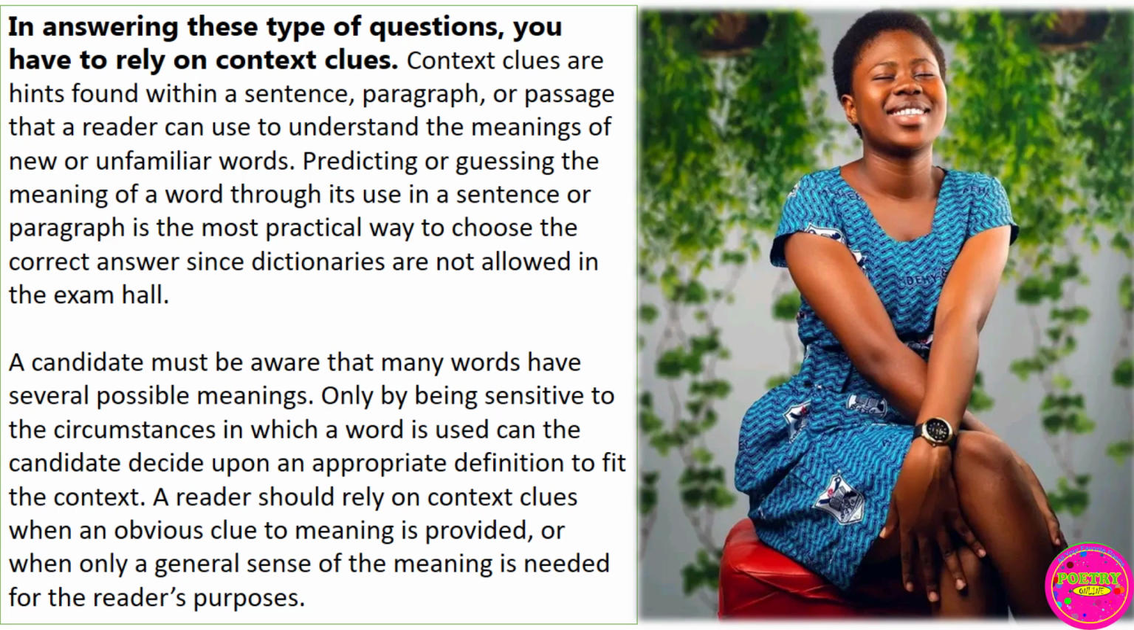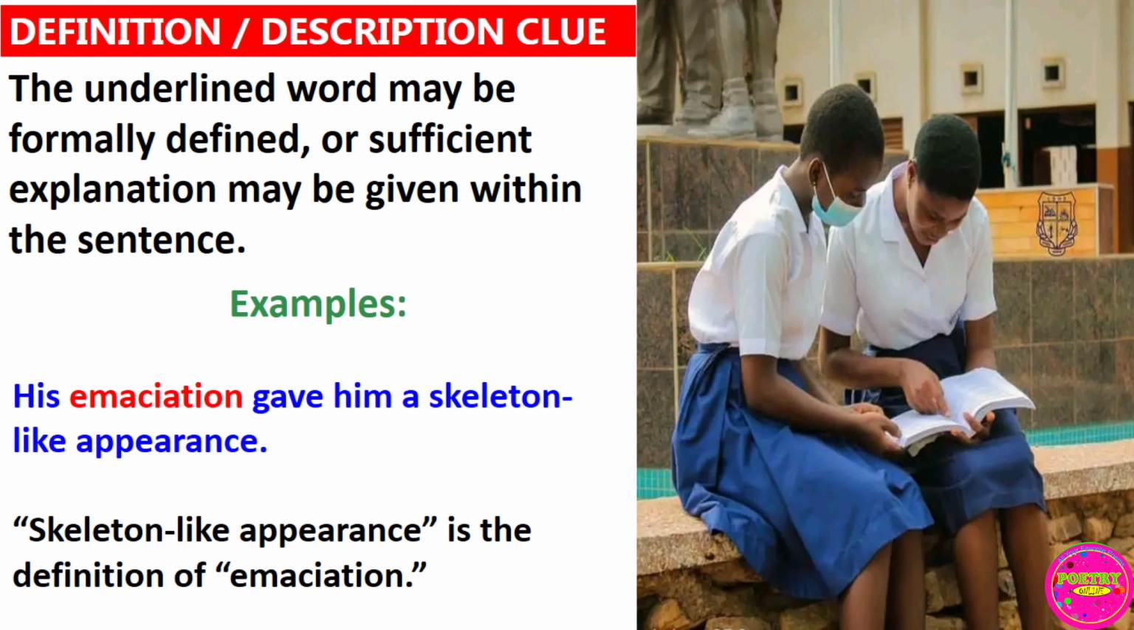So, in using the context clues, we can use the following. 1. Definition or description clue. What do we mean by definition or description clue? There are times that the underlined word may be formally defined, or sufficient explanation may be given within the sentence. Let's consider this example. His emaciation gave him a skeleton-like appearance.